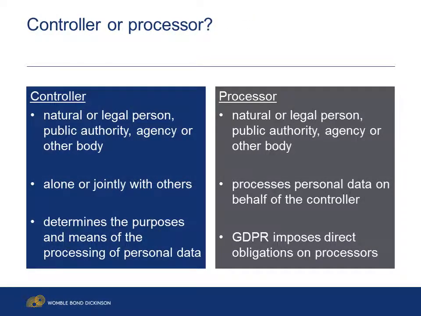Article 4 GDPR defines a processor as a natural or legal person, public authority, agency or other body that processes personal data on behalf of the controller. Article 4 defines processing in very broad terms, catching any operation or set of operations performed on personal data or sets of personal data, whether or not by automated means. This includes collection, storage, organizing, structuring, use, disclosure, combination, erasure, or destruction of personal data.